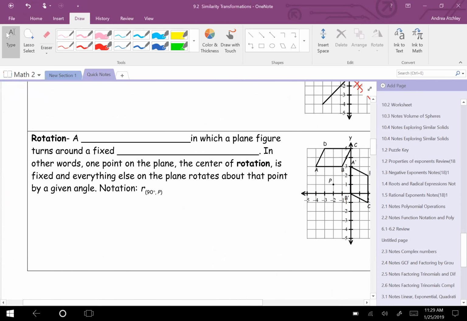Okay, then you have a rotation. A rotation is a transformation.